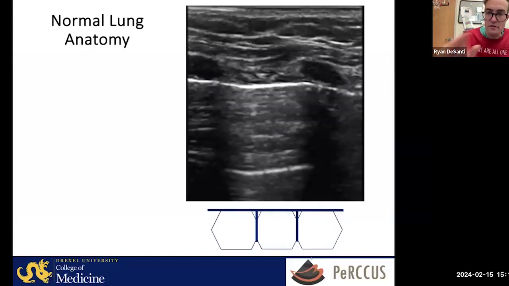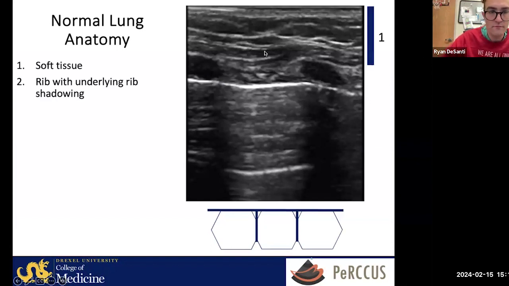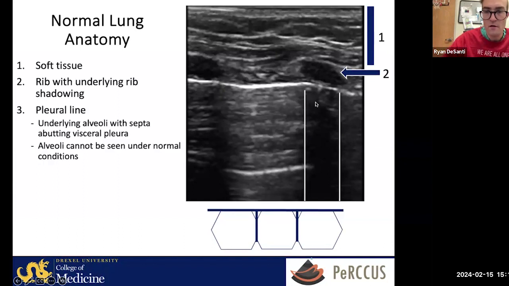And so again, this is an actual lung ultrasound image, and we have the soft tissue layer, and then we have superior rib, inferior rib, and rib shadowing underneath because the ultrasound waves are not able to penetrate the dense bone. And then we have the pleural line, which is made up of the visceral and parietal pleura with underlying alveoli and alveolar septa, which abut the pleura. Normally, these alveoli cannot be seen under normal conditions.